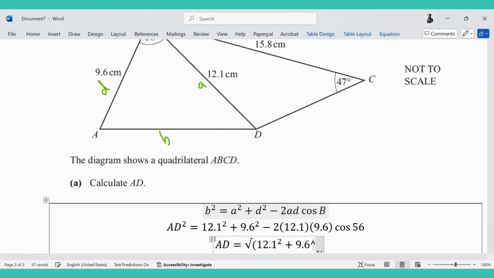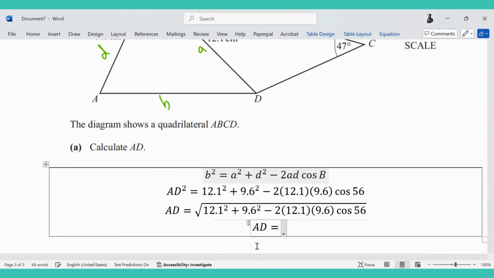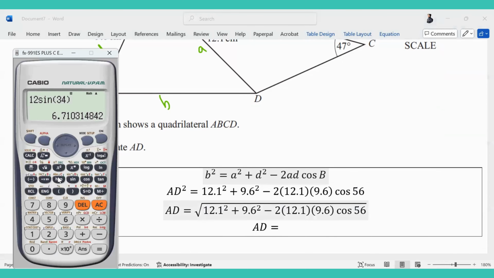Plus 9.6 squared minus 2 into 12.1 into 9.6 cos 56. Now I can put this entire thing in the calculator and get my answer, which is 12.1 squared plus 9.6 squared minus 2 into 12.1 into 9.6 cos of 56. So it is 10.424.